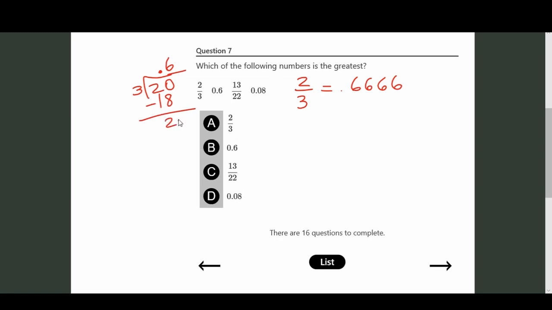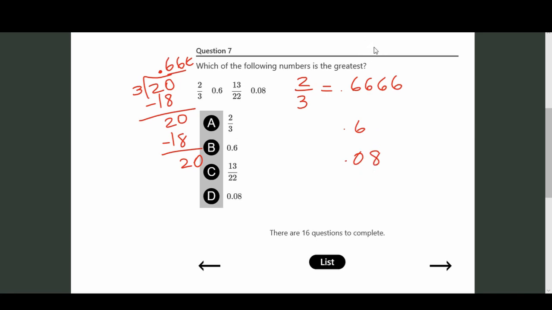Does 3 go into 2? No, you have to add a 0. 3 goes into 20 6 times without going over. 3 times 6 is 18. And as you can see, this is going to repeat over and over again, which is why we know it's 0.66666 repeated. Okay, 0.6 is just 0.6. We should know that 0.66 repeated is greater than 0.6. 0.08 we should know is smaller than both of those.